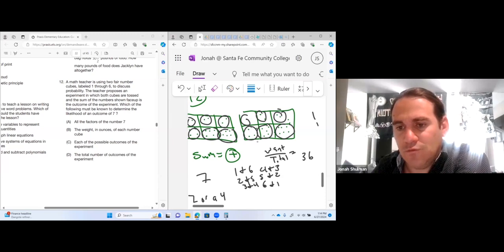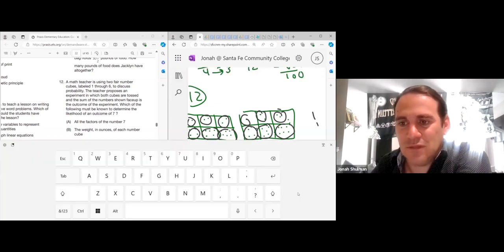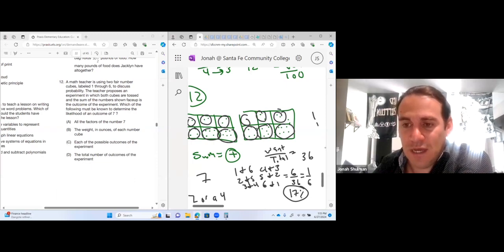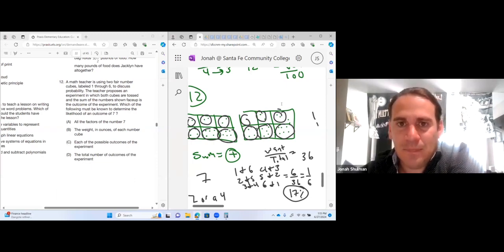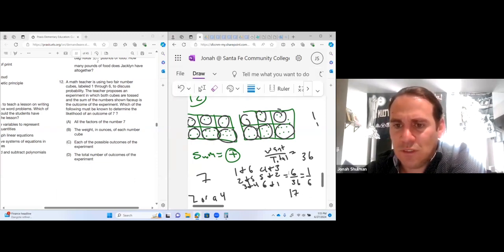I have 1, 2, 3, 4, 5, 6, which is 6 over 36 or 1/6. It's about 17%. If I were to divide this, I would get about 17%. I don't need to divide a fifth time for you guys. But oh, sorry. So notice that these are all the options. I'm going to erase these little circles so I can use them again.